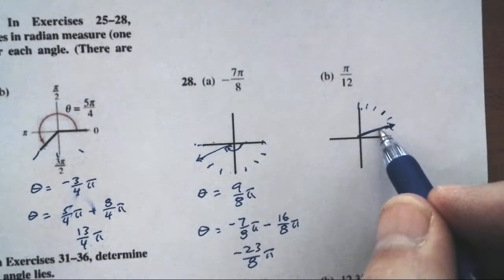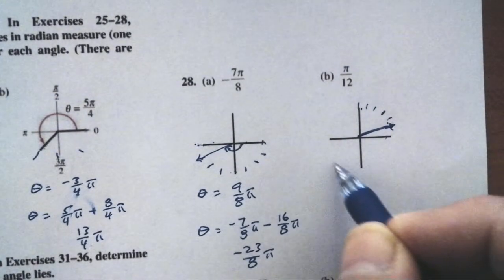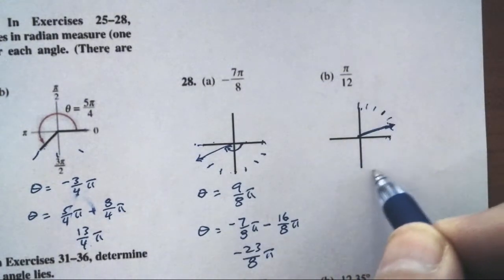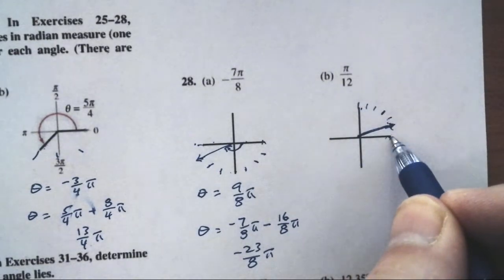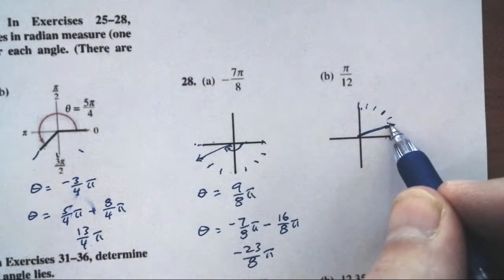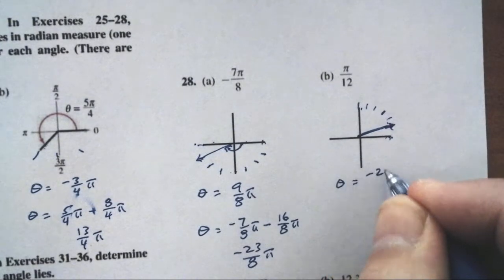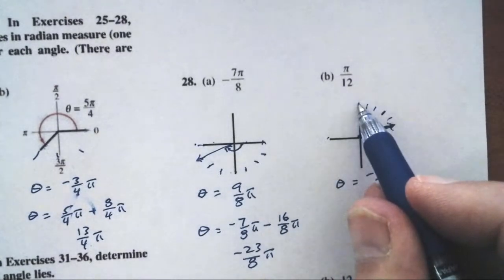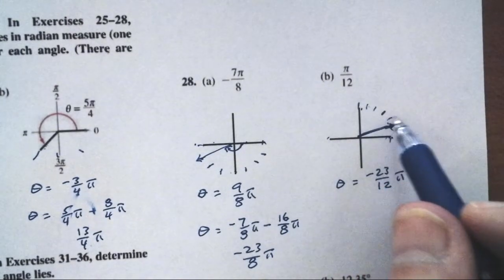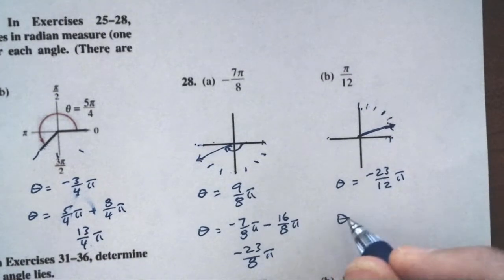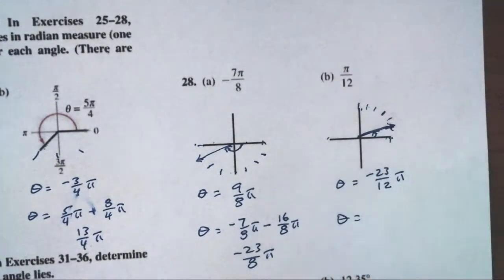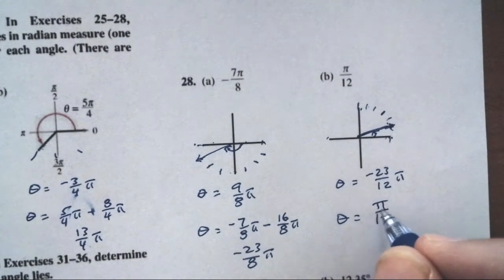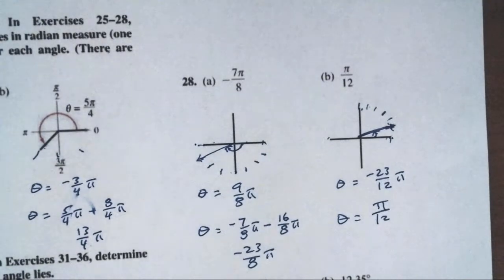Okay, so I could go backwards. If I went backwards all the way to here, that would be negative 2 pi or negative 24/12, but I only want to go one short of that. So theta could be negative 23/12 pi. It'd be 12 to here, 6 more to there, 18, 19, 20, 21, 22, 23. Or theta, we could just take the easy route and just go forward 1/12 pi, or pi on 12.